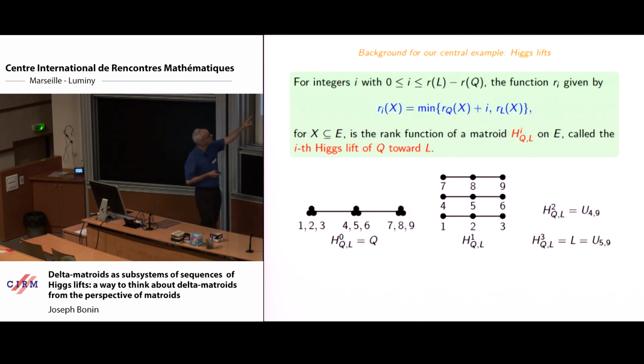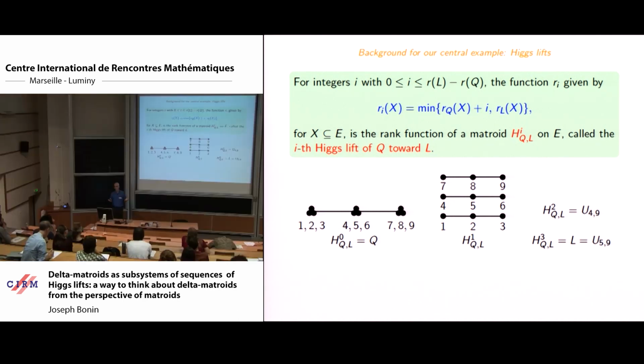So our quotient here was this line with three groups of parallel points on it. You lift once, and each of those classes of parallel points becomes a 3-point line. And the whole thing goes from rank 2 to rank 3. So you're getting these three 3-point lines in rank 3. You lift again, you lose the 3-point lines, you get a uniform matroid, and lift again, you're back to your original uniform matroid. So why is the Higgs lift important?